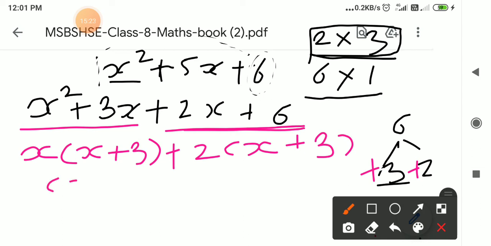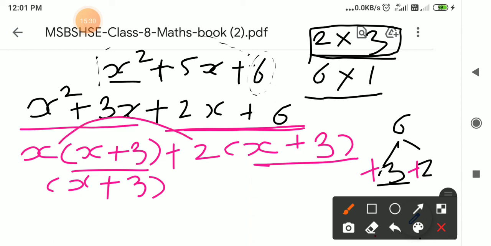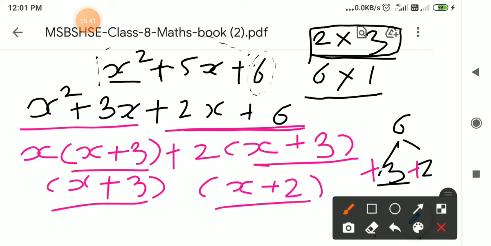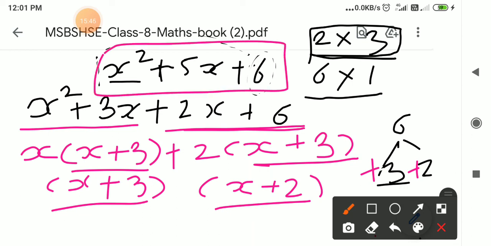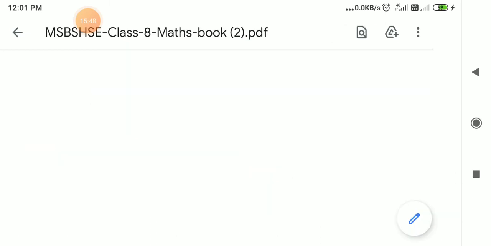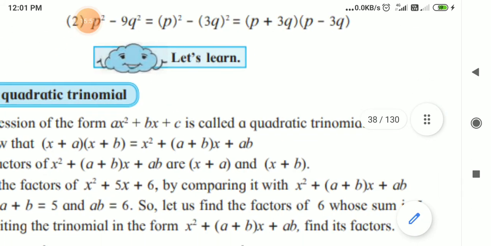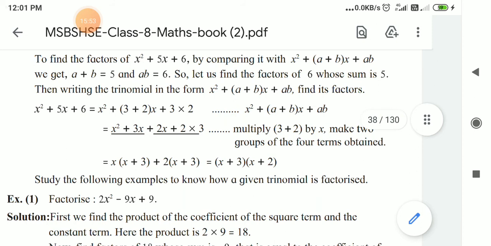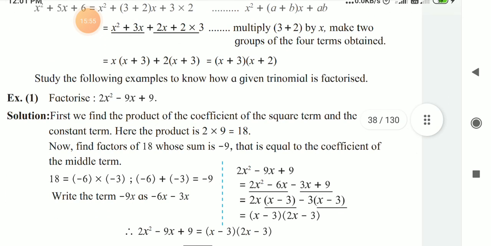So here, x plus 3 is the common bracket that we have to write as the first term, and the uncommon terms we write in the other bracket, x plus 2. These steps you have to follow. By using this you can solve any example. Understand? So x plus 3 and x plus 2 are the factors of the quadratic trinomial x square plus 5x plus 6. Okay.